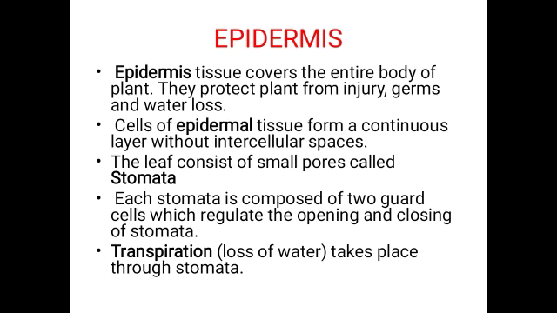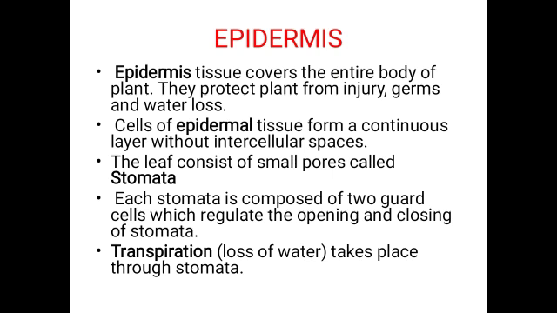Cells of this epidermal tissue form a continuous layer without intercellular space. So there will not be any intercellular space in the epidermis tissue and it forms a continuous layer. The leaf consists of small pores called stomata. So each stomata is composed of two guard cells which regulate the opening and closing of the stomata. So this stomata helps in the transfer of gases and also transfer of water material, that is the transpiration process.